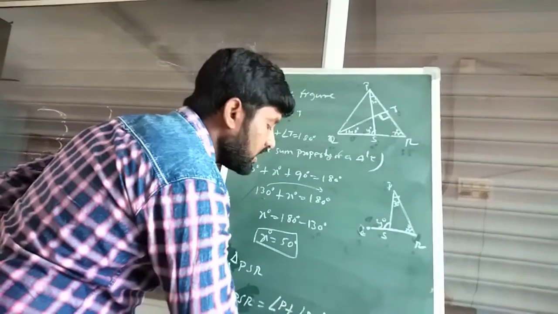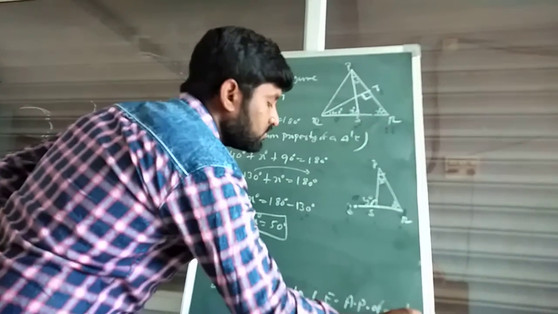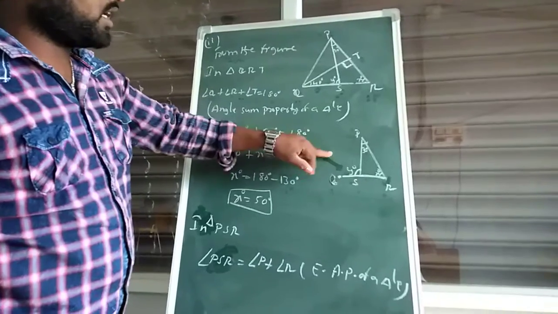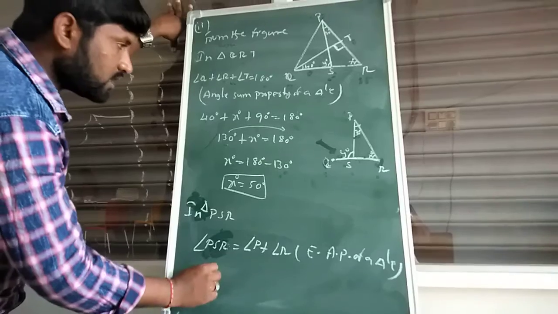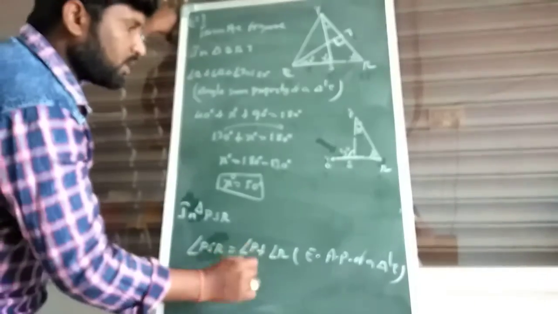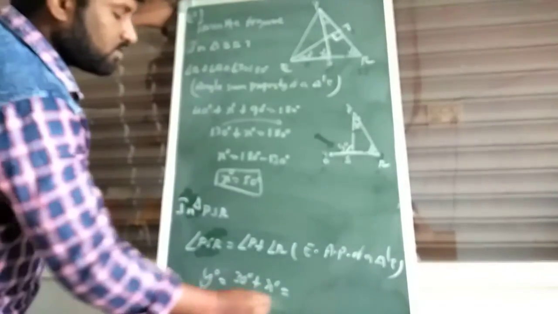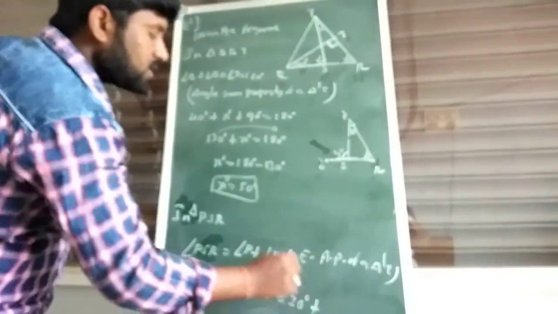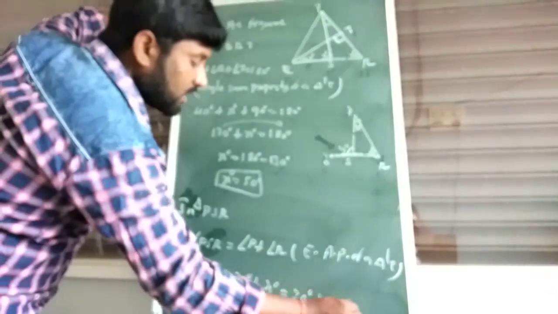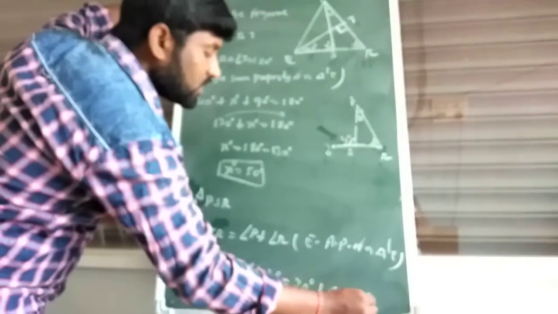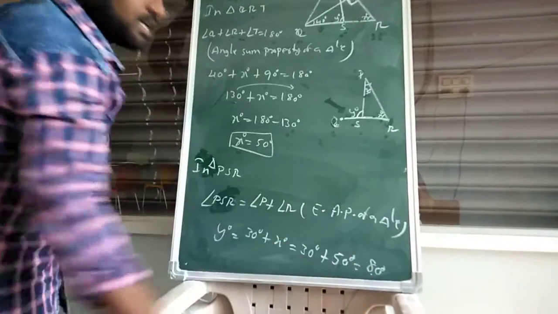So this is the exterior angle property of a triangle. This exterior angle is the sum of the opposite interior angles. So y degrees is equal to angle P, that is 30 degrees, plus angle R, that is x degrees, which is 30 degrees plus 50 degrees. Okay, so 30 plus 50 means what? 80 degrees. So like this we find y degrees is equal to 80 degrees.